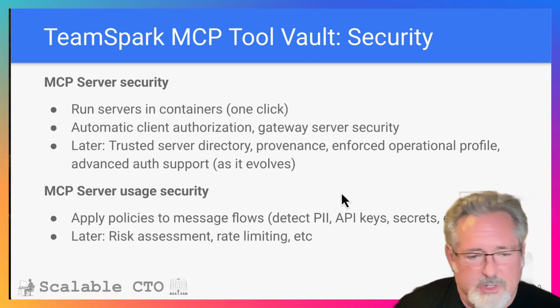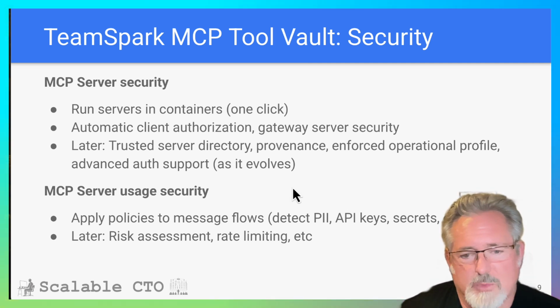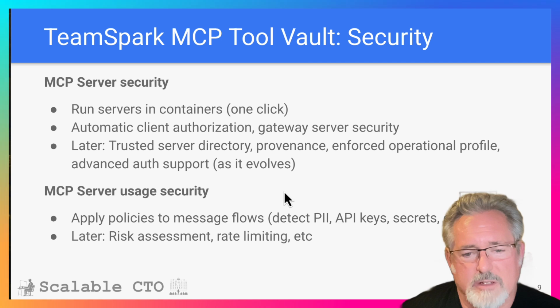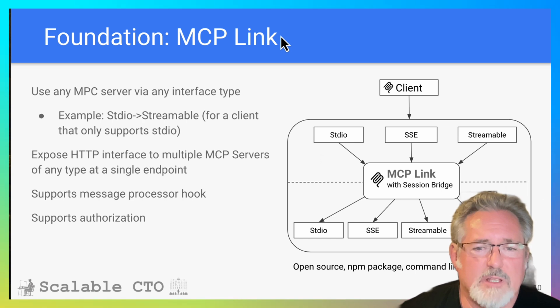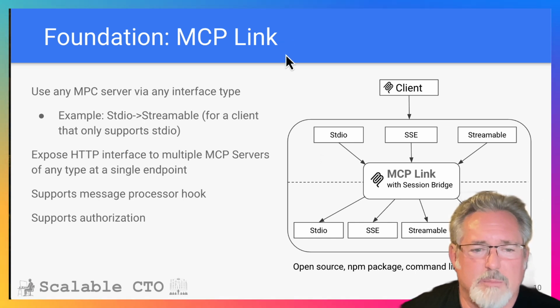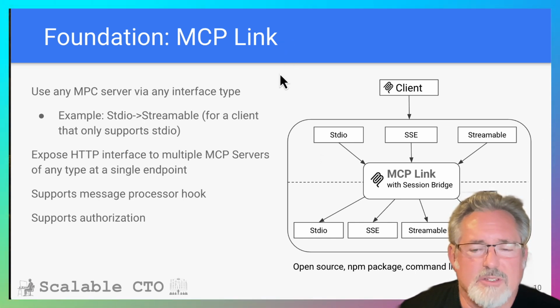And I think down the road, there's room for other things like risk assessment and rate limiting, things that you would do on a larger basis, on an enterprise basis, for server usage security. So the foundation of this is MCP Link, which is an open source project that we released about a month ago. And it essentially allows you to bridge any MCP server to any interface type.